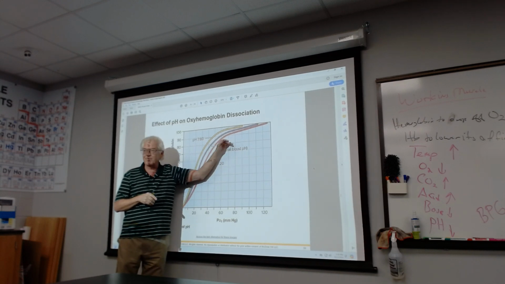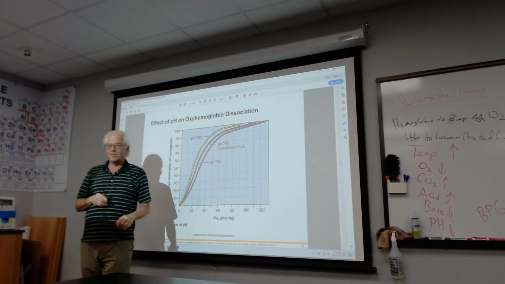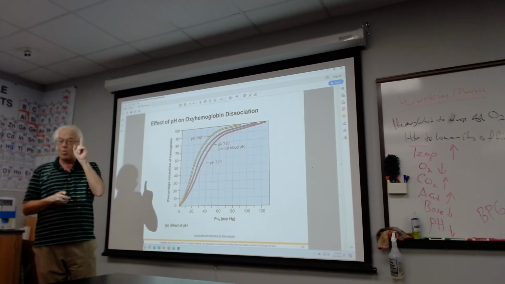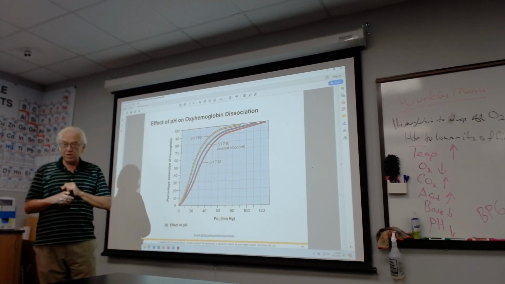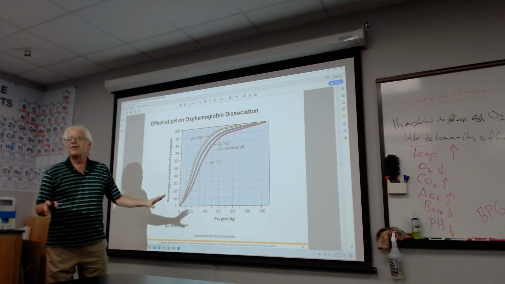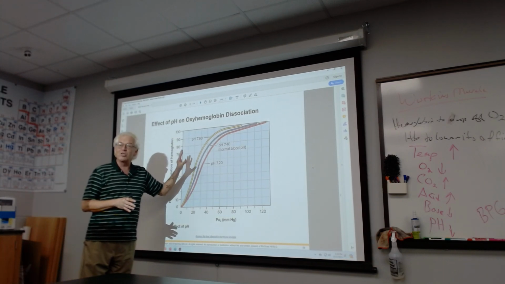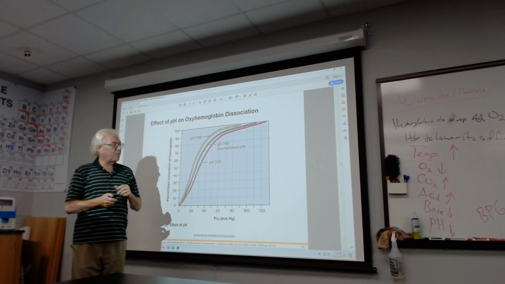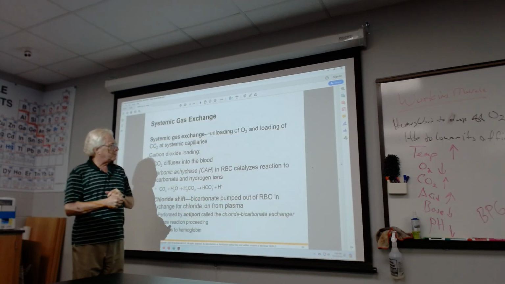It shifts to the right, shifts to the left. Okay? And that's what I mean by what's going to make the chloride shift. And what's going to make the oxygen saturation curve shift. Got it? Because that's exactly what we're going to do. We're going to have a question like this.